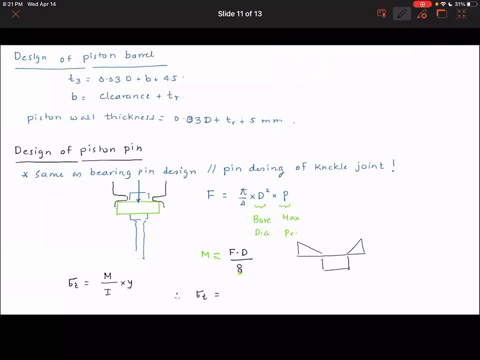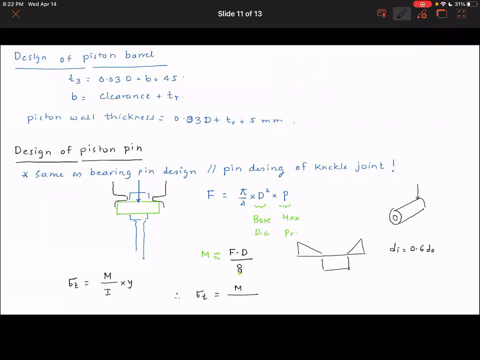Sigma T is equal to M. It's a circular pin, and typically the pins are hollow. So you have outer diameter and you have the inner diameter. So you have a hollow pin, and inside diameter DI is usually 0.6 times DO.